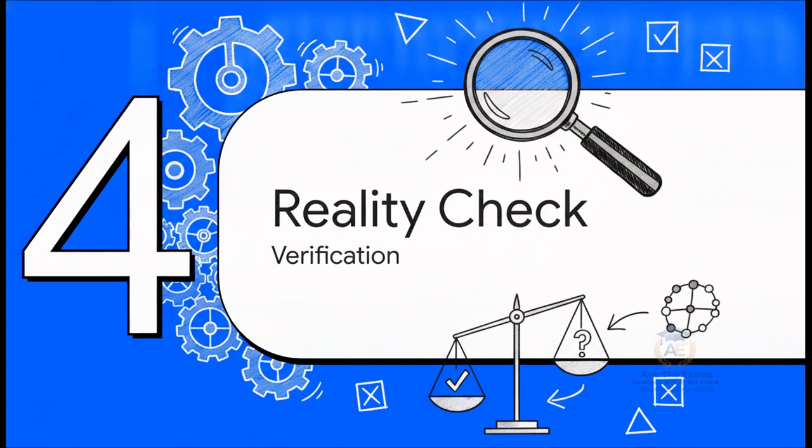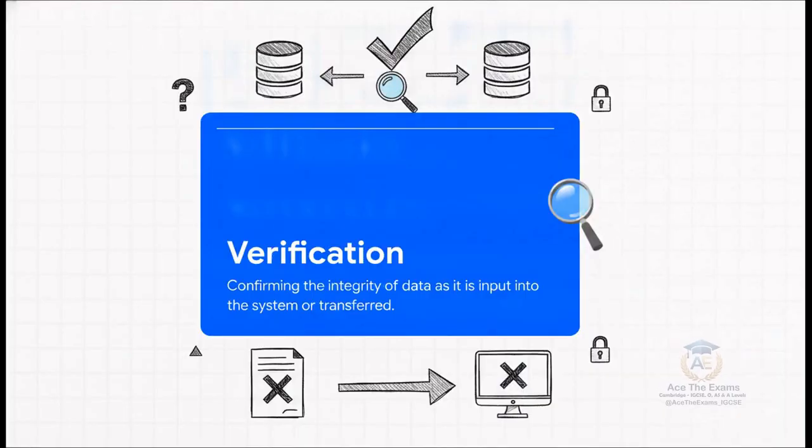All right, let's get into Section 4, verification, the reality check. Verification is a process that helps to confirm the integrity of data as it's input into the system or when it's transferred between parts of a system. Now, data integrity refers to the correctness of data during and after processing. It ensures that the data remains a true and accurate representation of the original source. Copying data shouldn't change the actual data values.